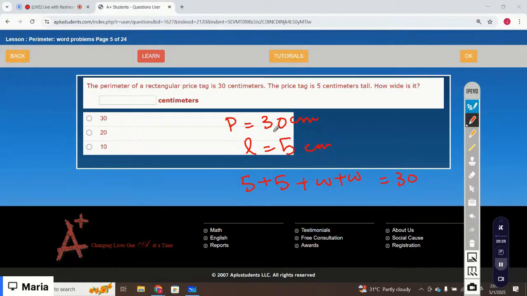Basically, the perimeter is 30. That means the sum of the four side lengths is 30, right? You are given the length is 5. So the other side is also 5. You need to calculate the width. So 10 plus 2w equals 30, and 2w equals 30 minus 10, that is 20. Divide both sides by 2. So w equals 10. Option number 3 is the correct option. That means the width of the price tag is 10.